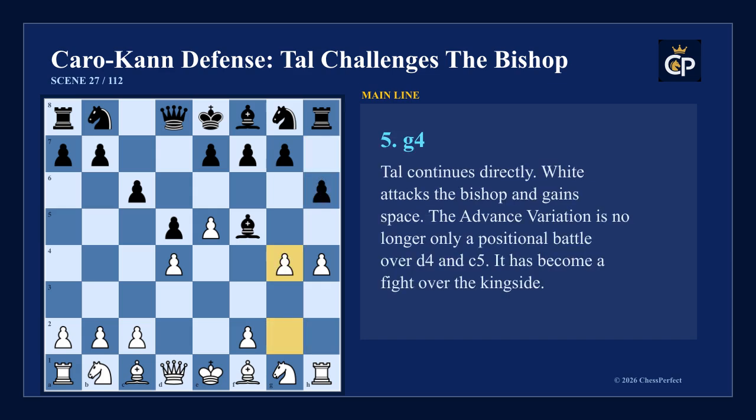g4. Tal continues directly. White attacks the bishop and gains space. The advance variation is no longer only a positional battle over d4 and c5. It has become a fight over the kingside.